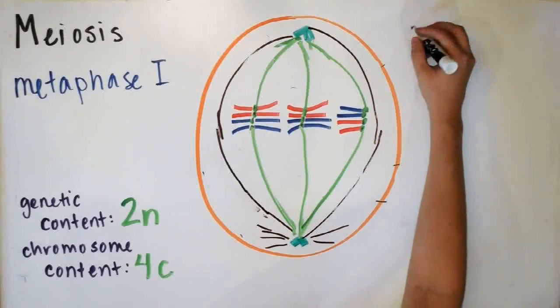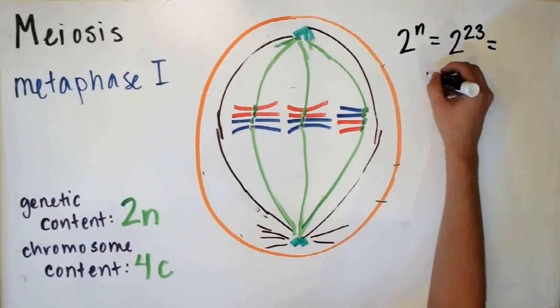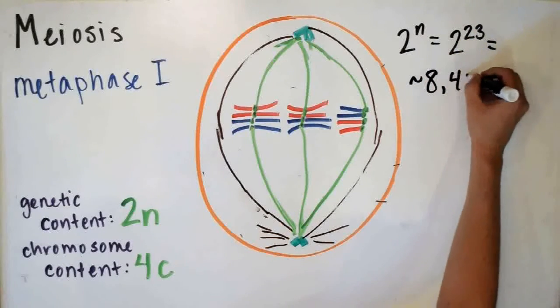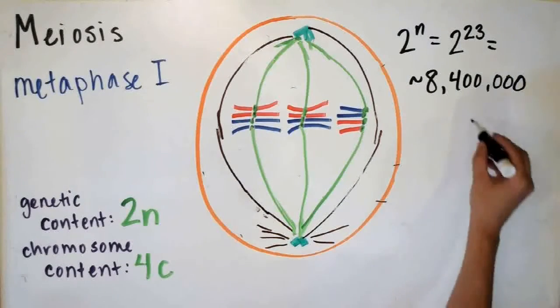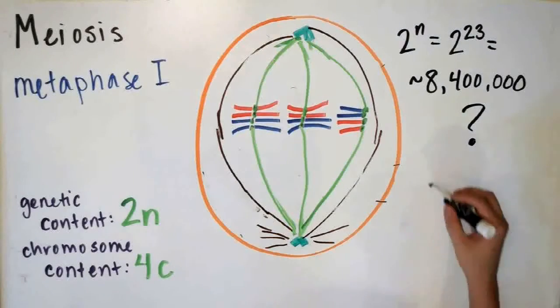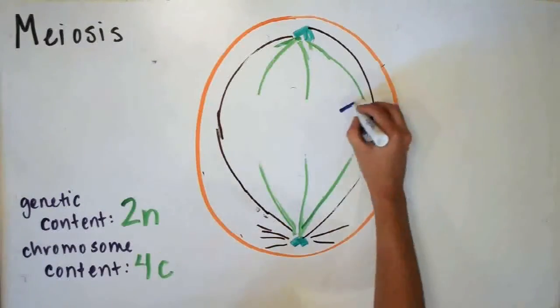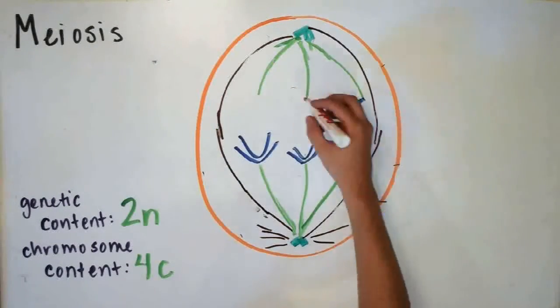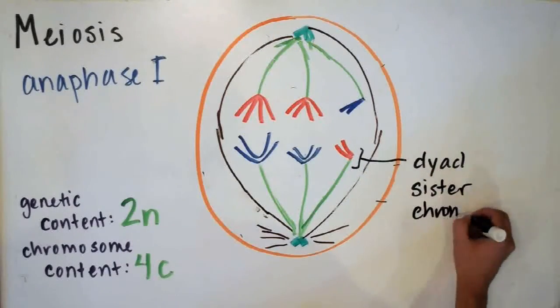With 23 pairs of homologous chromosomes in humans, that's 2 to the nth power, or 2 to the 23rd power, or over 8 million possible arrangements. So which of Mendel's laws does this explain? If you were thinking Mendel's law of independent assortment, you are correct. In anaphase I, the bonds between the tetrad break and the dyads, or pairs of sister chromatids, are pulled apart.